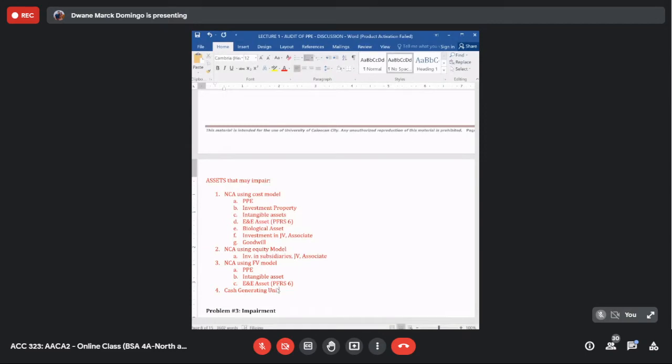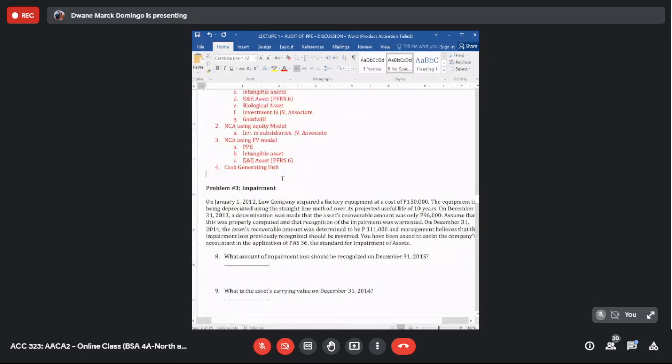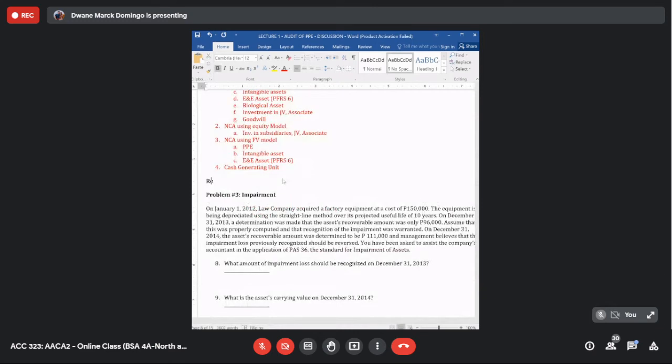So cash generating unit, ito yung pool of assets na kumikita, small unit. So from the word itself, cash generating unit. So mamaya discuss natin. So ngayon, sinabi natin kanina, carrying amount, kapag nag-exceed sa recoverable amount, your asset is impaired. Pero how do we determine your recoverable amount? So, sabi ng standard, lagay ko dito, recoverable amount.